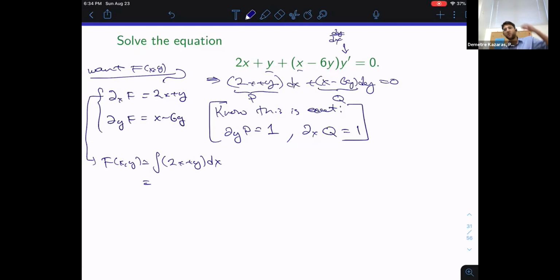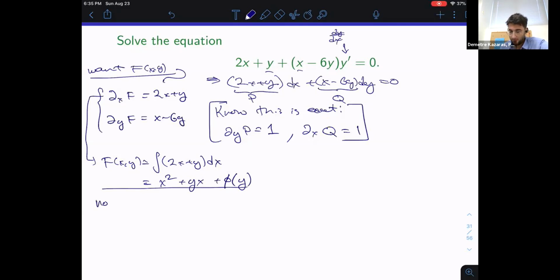Okay, so we're integrating with respect to x. Let's see what we get. We get x squared from that first term, and then integrating y with respect to x is like integrating a constant. That'll just be y times x itself. And then, of course, plus that constant in x, which might depend on y, phi of y. Okay, so this is what F is.